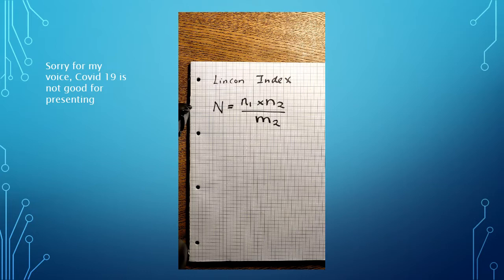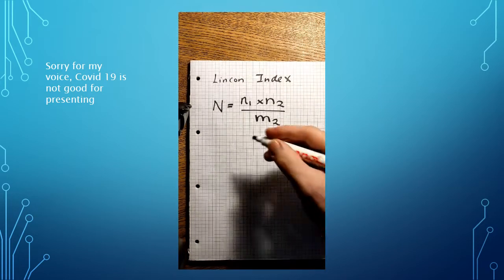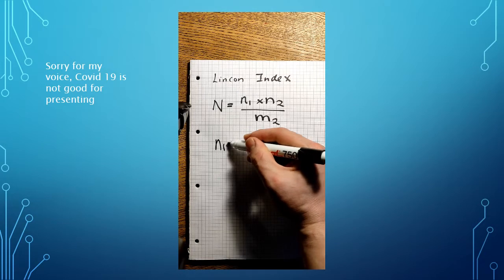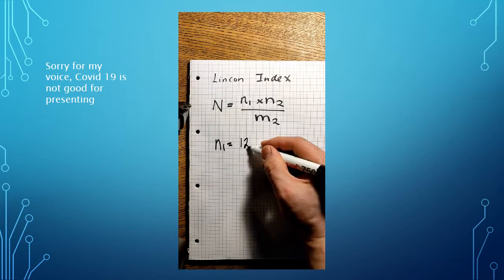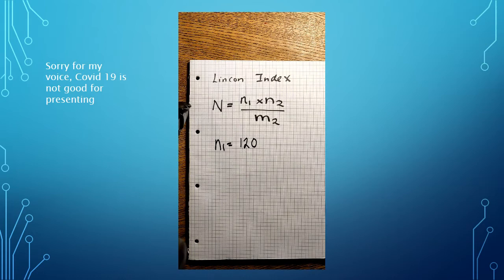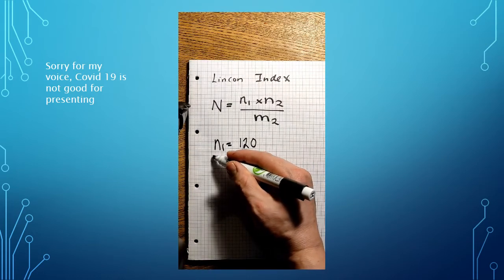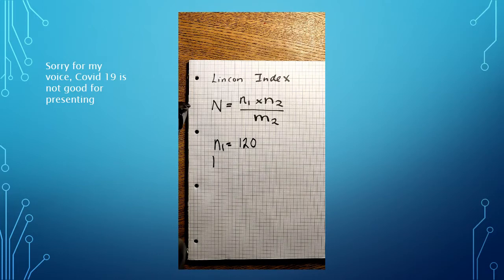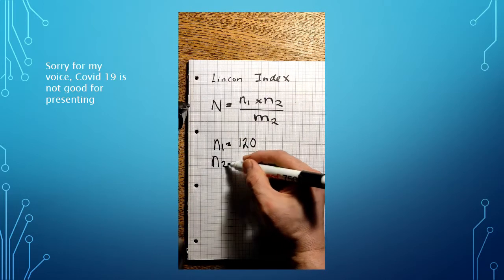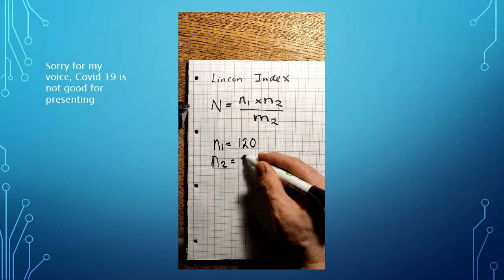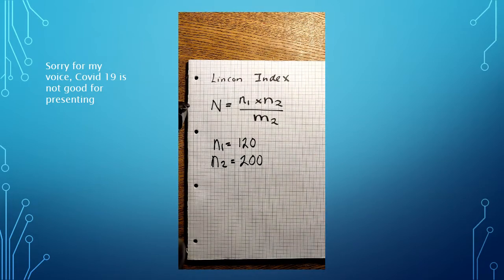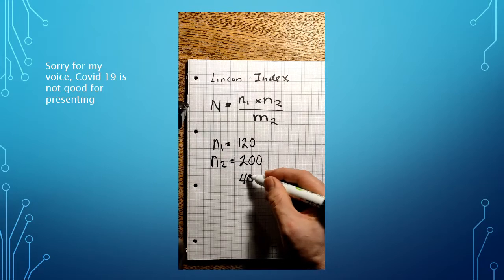So let's have a look at a calculated example. Let's say that the first time we do an experiment here, we capture 120 of the species we'll look at here. And then we mark those 120, and the second time, N2, we then find 200, but out of those 200, only 40 were marked.